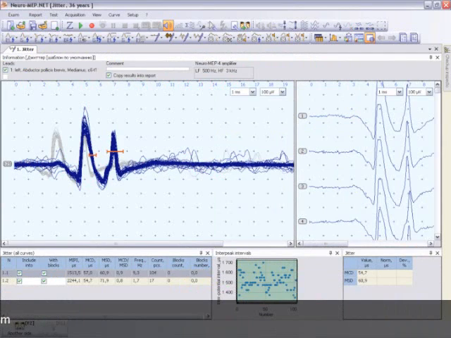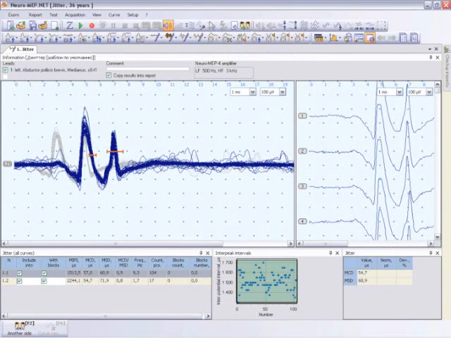And did I mention single fiber EMG? This is really a beauty. You acquire the potentials, you store them, and then you can go back and analyze them. You can put the trigger anywhere you want and measure the jitter anywhere you want and do it over and over again to get the best possible recording.